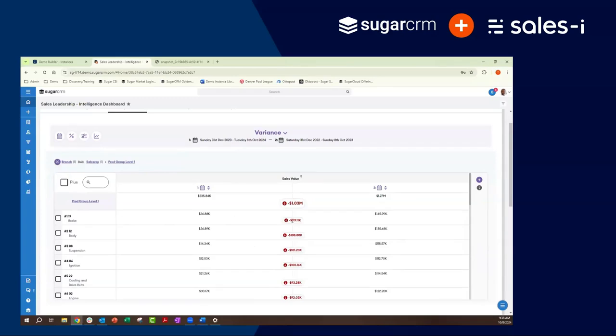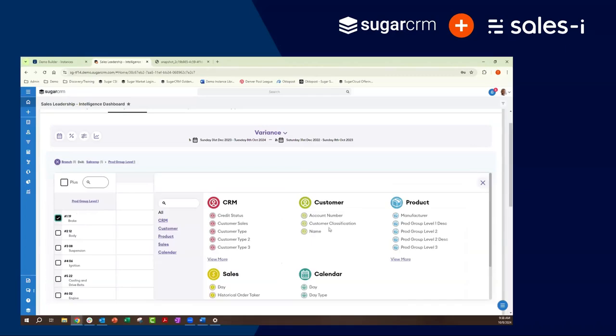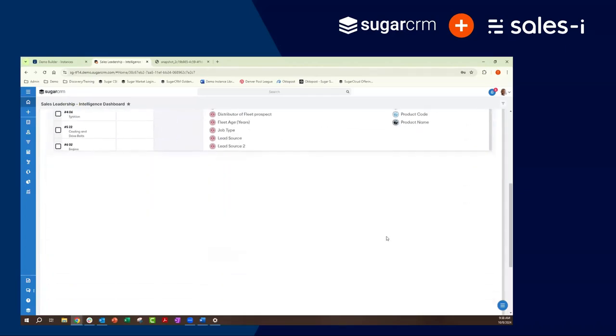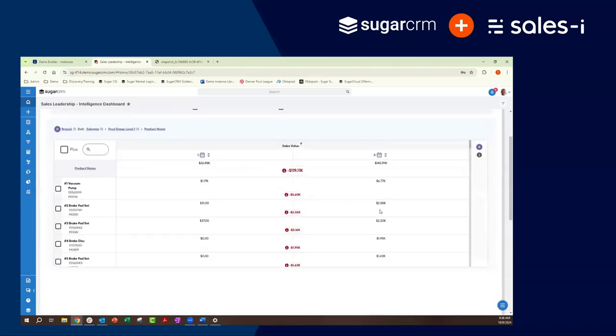Right, so I can see she's down 120,000 this year versus last year. We'll highlight brake. And then from there, I want to look at the individual items. So I'll hit product name. I'll run it again and add that to my query. Now I'm drilling within 2 minutes.